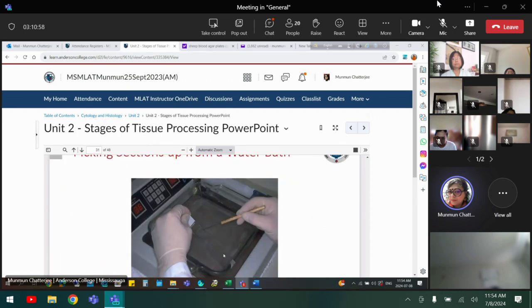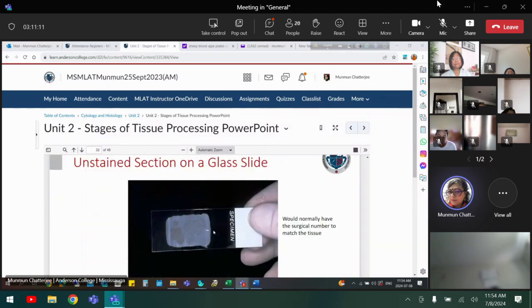You can see the temperature is 38 to 42 degrees. You are going to put the sections here, and then you are going to put the slide beneath that one and capture it. See.